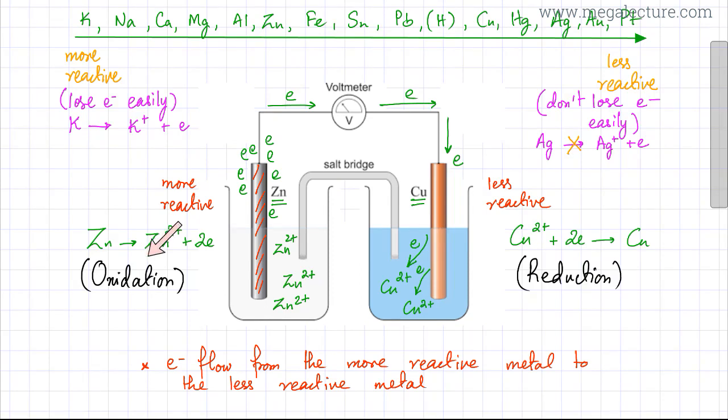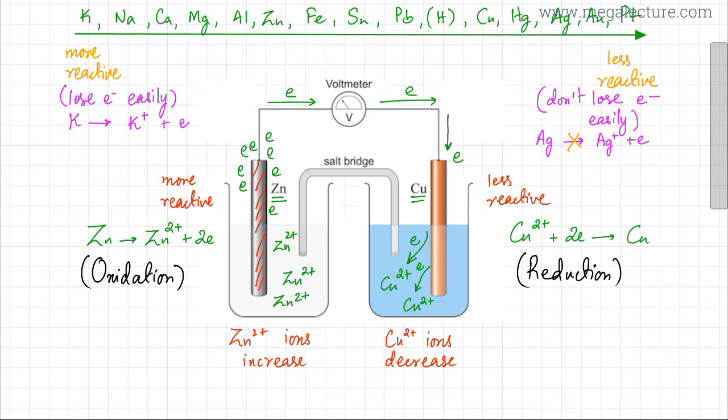So what's happening at the zinc electrode is called oxidation, because it's losing electrons. Loss of electrons is oxidation. And what's happening at the copper electrode is reduction, where copper ions are gaining those electrons back. And this is how a current flow is generated in an external circuit.